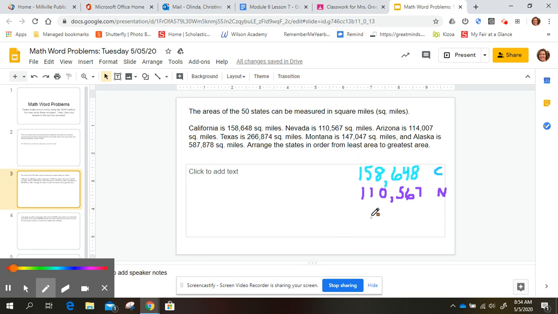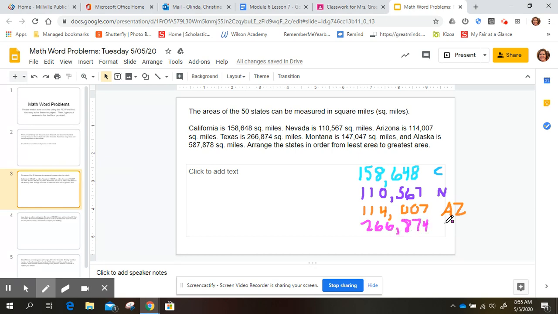We'll change colors again. Arizona is 114,007. And I'm going to put AZ for Arizona. And then the next one was Texas. Texas was 266,874. And Texas is TX.